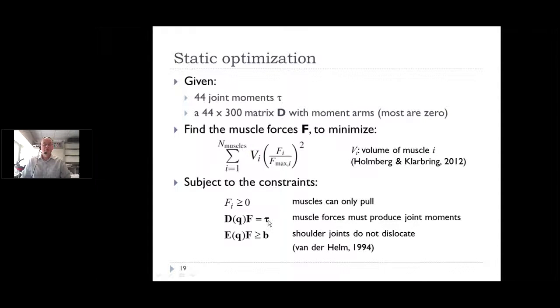That is a system of linear equations. There's the matrix D multiplied by this vector of muscle forces, and it has to be equal to those joint torques. If you use the upper extremity model, there are also inequality constraints, and that's also a set of linear equations. That basically says that we only accept solutions that would not cause the shoulder joint to dislocate, and that's a condition on the muscle forces. That's necessary to make sure that the rotator cuff does its job in preventing the shoulder from dislocating. And that's based on work from Vander in 1994.